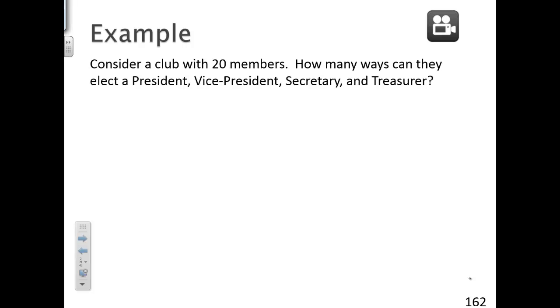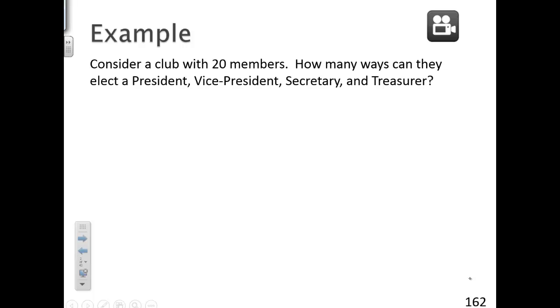So let's look at this question. Consider a club with 20 members. How many ways can they elect the president, vice president, secretary, and treasurer? So we're not ranking all 20, we're just ranking 4 of the 20. But because we are ranking them, the order does matter.